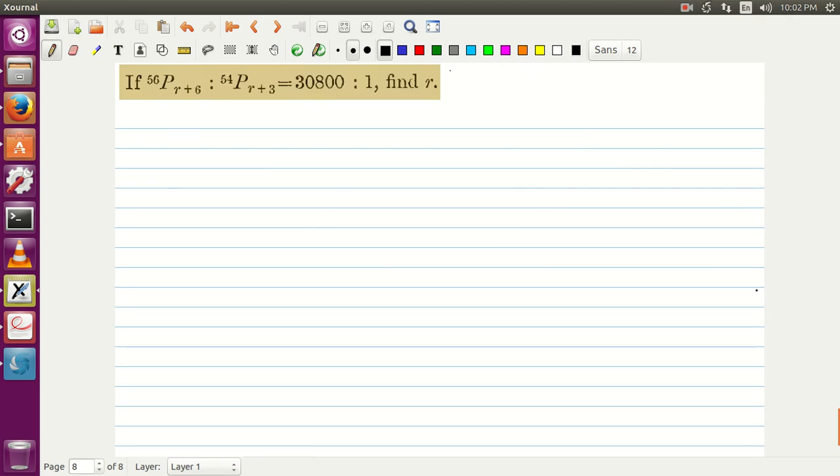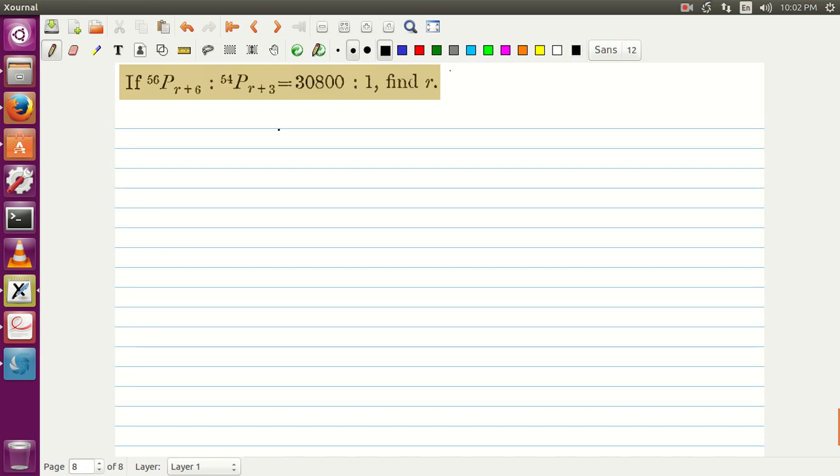Okay, let us look at a slightly more interesting problem. It says that if 56 permutations of r plus 6 things taken at a time is to 54P(r plus 3) is equal to 30,800 is to 1, find r.